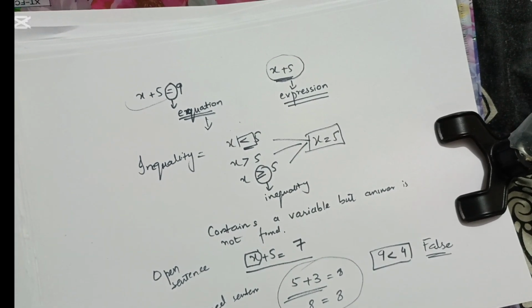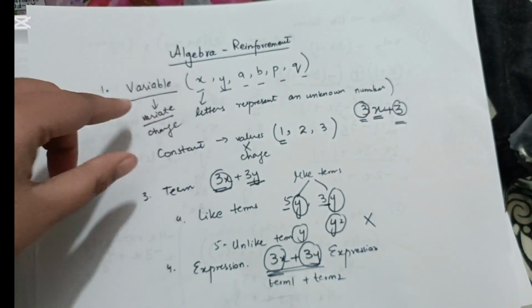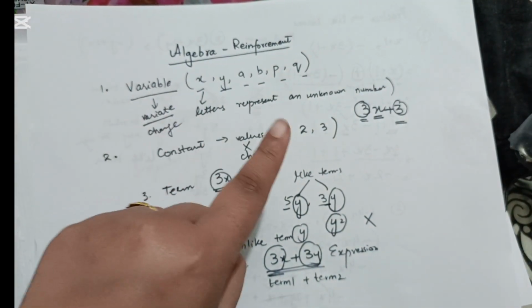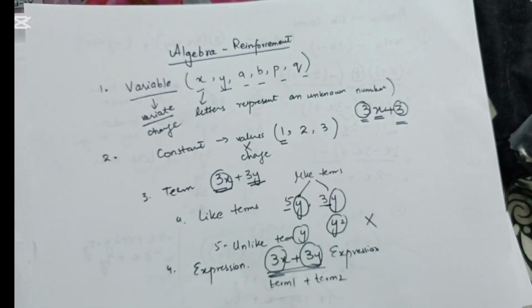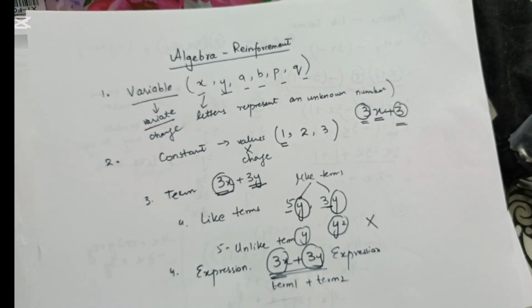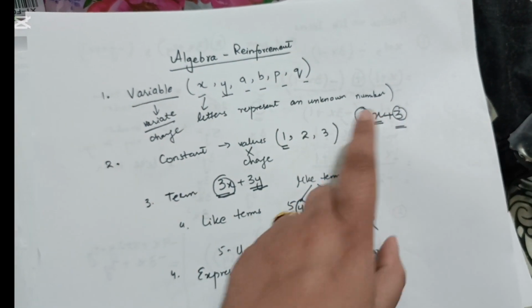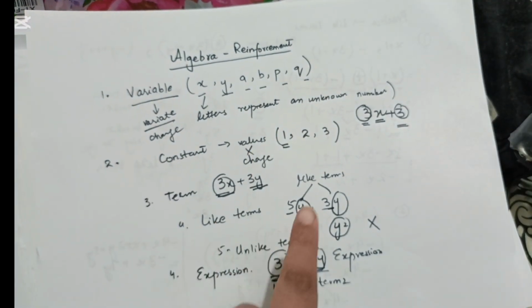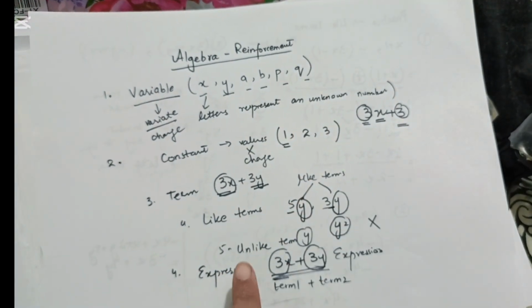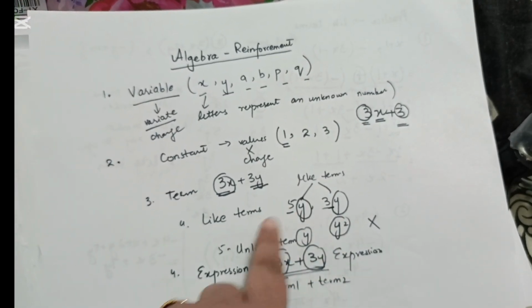This is a quick summary. First of all, we have learnt that variables are x, y, a, b, p, q, whose value can change, which can vary. Constants are values that do not change, for example 1, 2, 3. The term that is multiplying is called a coefficient. A term is 3x. Like terms are those having the same variable, and unlike terms are those that are not the same. Expressions are made up of two terms or more than two terms.